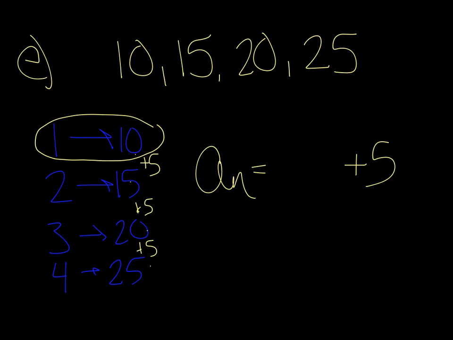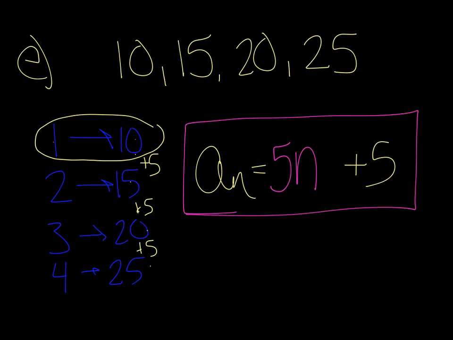When I plug in a 2, I have to get a 15. So again, let's just talk it out. If I just put n here, that would mean 1 plus 5 has to be 10. Well, that clearly doesn't work. I have to plug a 1 in and do something and add 5 to get that 10. What if I say 5n? 5 times 1 is 5 plus 5 is 10. If I plug in a 2, 5 times 2 is 10 plus 5 is 15. If I plug in a 3, 5 times 3 is 15 plus 5 is 20. If I plug in a 4, I get 20 plus 5. So there's my rule, a sub n equals 5n plus 5.